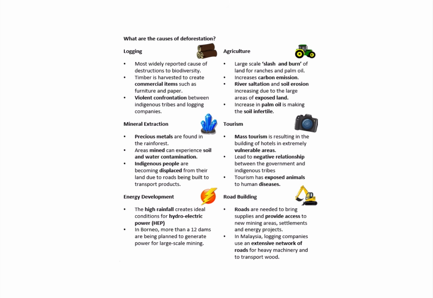So I'm not going to read all of these to you, so pause here if you need to. But check, can you categorise these into human and physical? Think about social, economic and environmental. Could you break these down a little bit further? Again, this is a popular 6 marker here, so just check you're able to explain these.